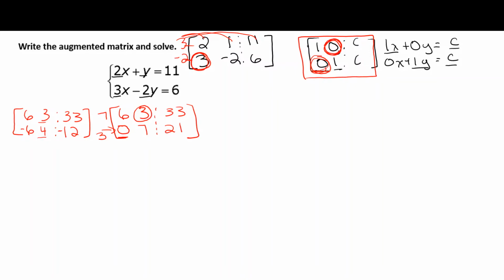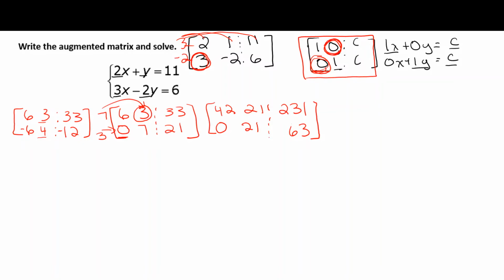So let's do that to each of my rows. So 7 times 6 is 42. 7 times 3 is 21. And 7 times 33 is, I'm going to do it real quick, 231. Okay, put the rest of my matrix there. 3 times 0 is 0. 3 times 7 is 21. And 3 times 21 is 63.